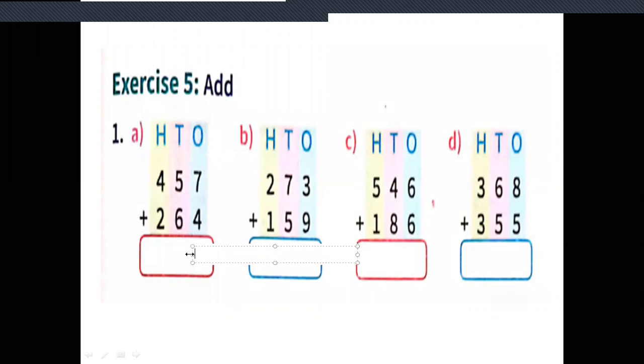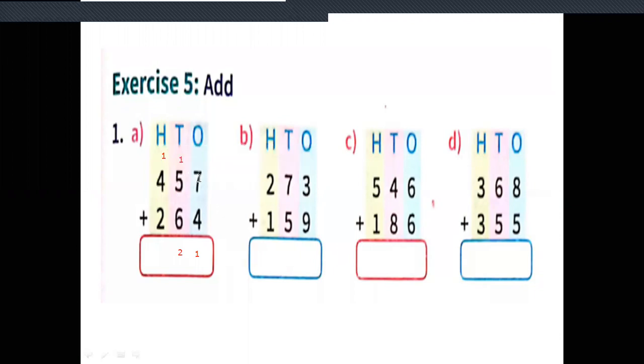7 plus 4. 7 in your mind, 4 on the fingers: after 7, 8, 9, 10, 11. You have to add like this, okay? In 11, 1 will be in the ones place and the other one you have to carry over to the tens place, okay? Next, 1 plus 5 is 6, 6 plus 6 is 12. In 12, what do you have to do? 2 you have to write here and 1 you have to carry over to the hundreds place, okay?